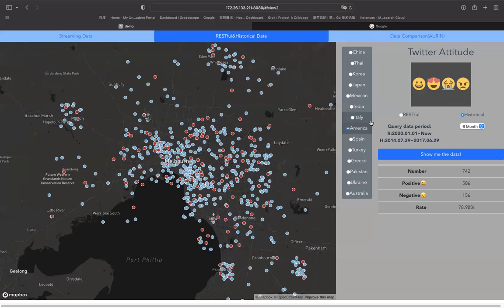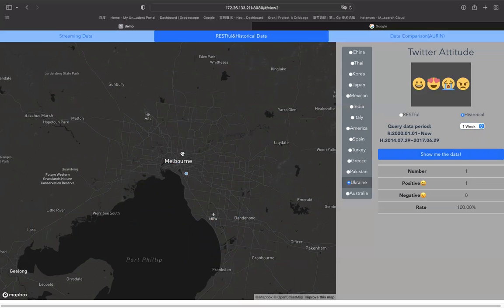Well, with the decreasing number of samples, the result might not be accurate or representative. Let's see that for Ukraine data, maybe. I'm not sure. Yeah, there is rare Ukraine data, and there is only one tweet, so the positive rate is 100%. That is not accurate or representative.